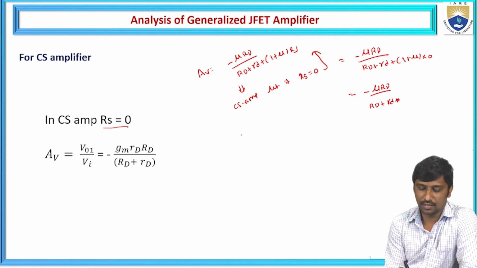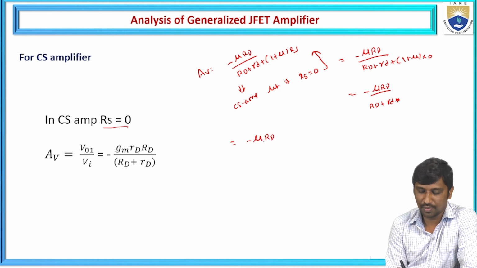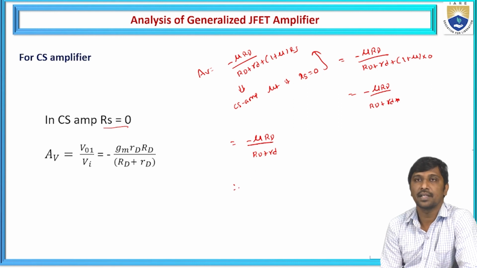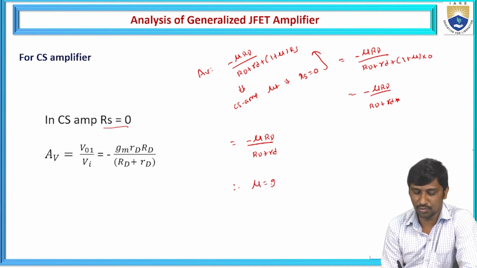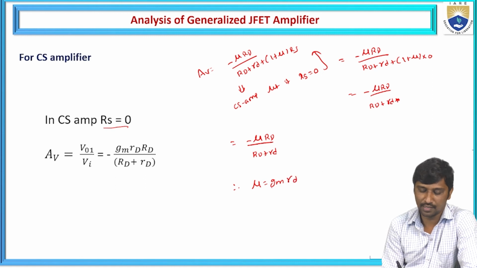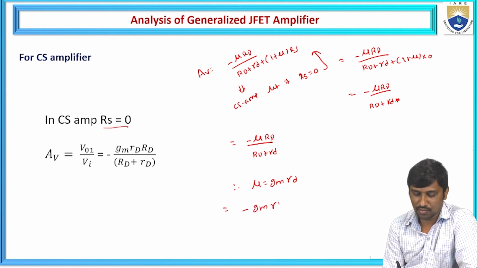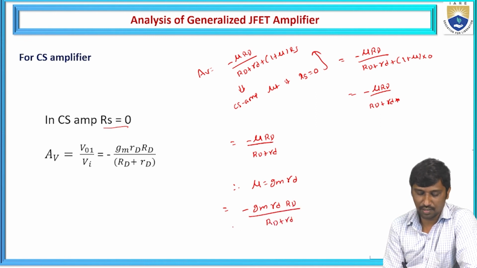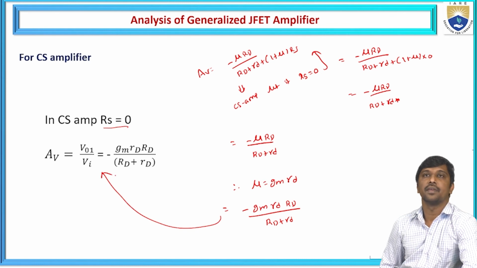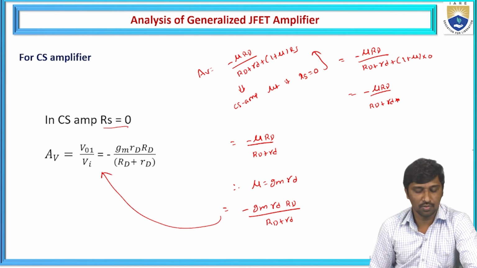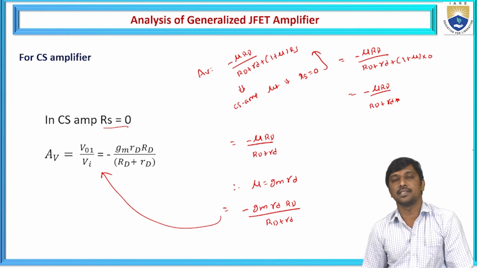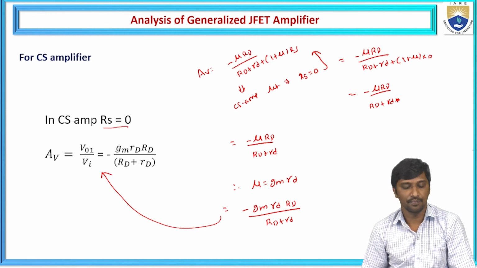Generally we know this is mu into capital RD by capital RD plus small rd. We know one relation from the characteristic parameters: mu is equal to gm times small rd. Hence, you can rewrite this equation as minus gm into small rd into capital RD by capital RD plus small rd. So this is the voltage gain for a common source amplifier without source resistance, or when we consider the source resistance is 0.